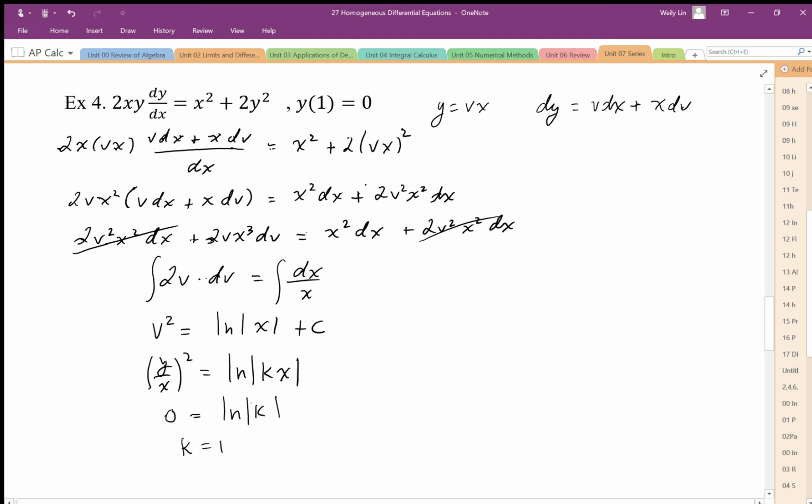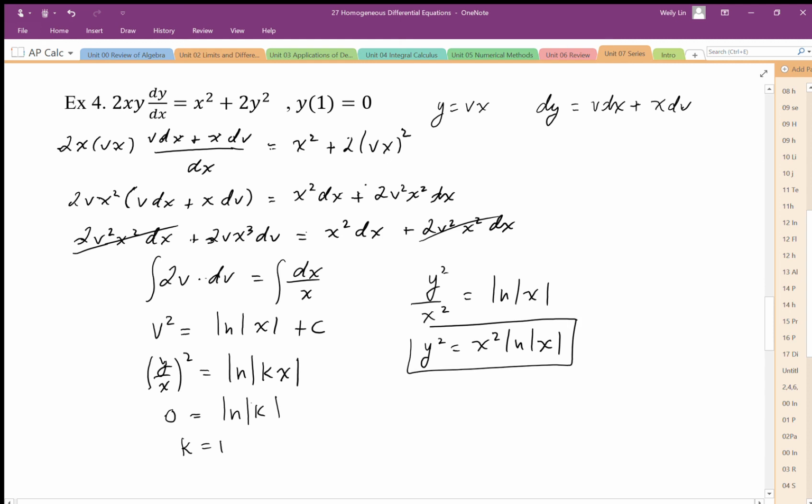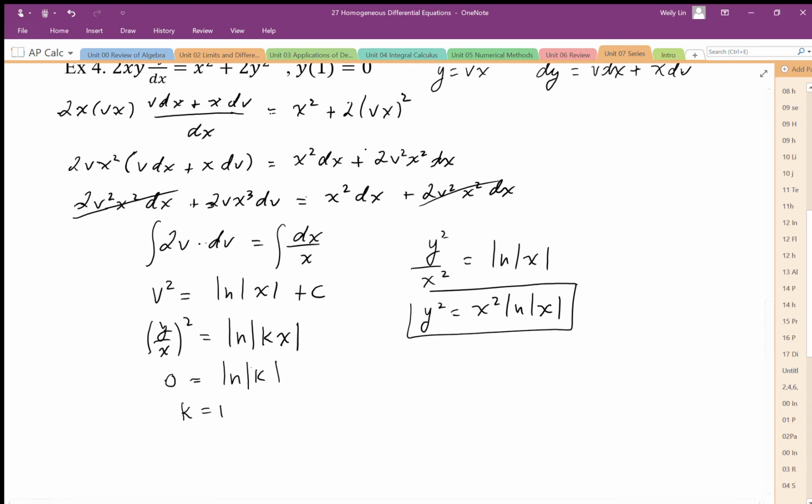Okay, so then solving the rest of this, I'm going to rewrite this as y squared over x squared is equal to log x, and so we end up with y squared equals x squared log x. Okay, so there is a solution to this differential equation. So again, we're using a trick here, not a trick, but this kind of substitution here to generate a form that is separable, not in terms of x and y, but in terms of v and x.